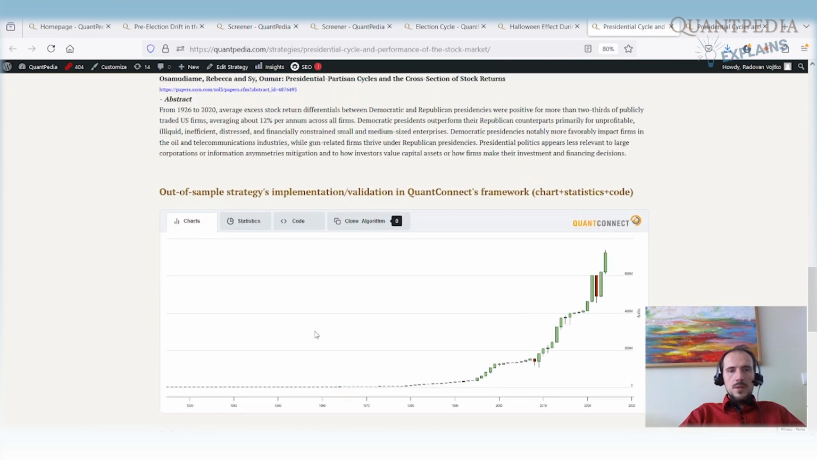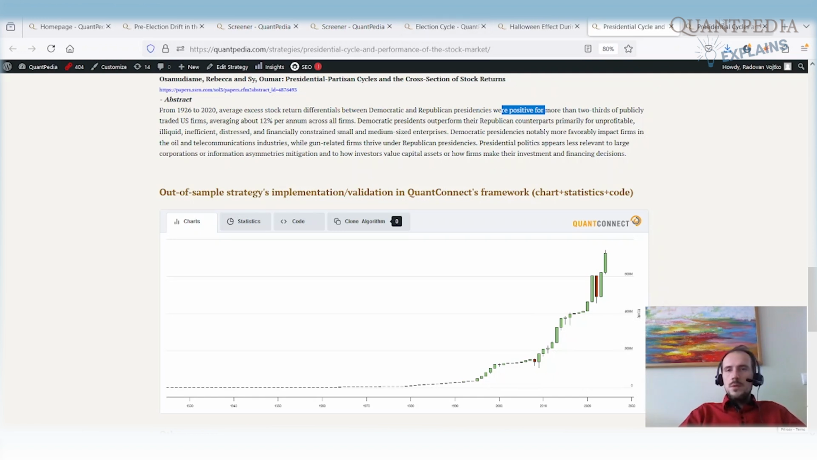Here we have a backtest. I mean, the backtest surprisingly shows that the paper is right. So from 1926 until 2020, the return differential between Democratic and Republican presidencies was significantly positive for the returns when the president was from the Democratic Party. So our backtest shows the same results. I mean, it's surprising, but this is what the data shows us.